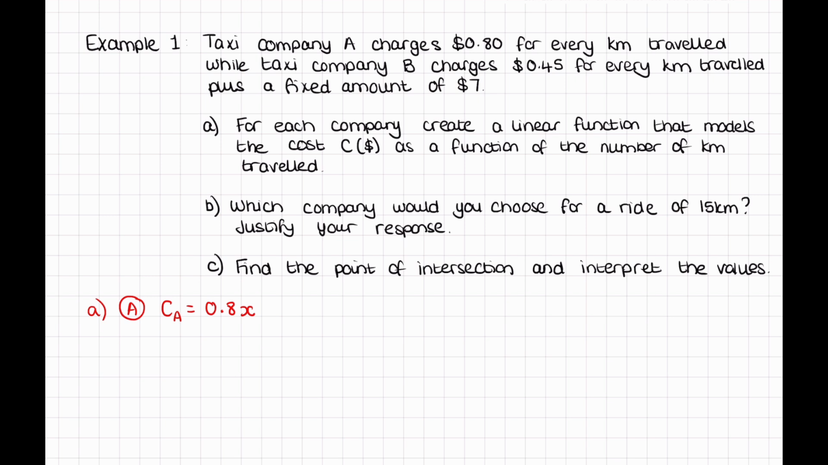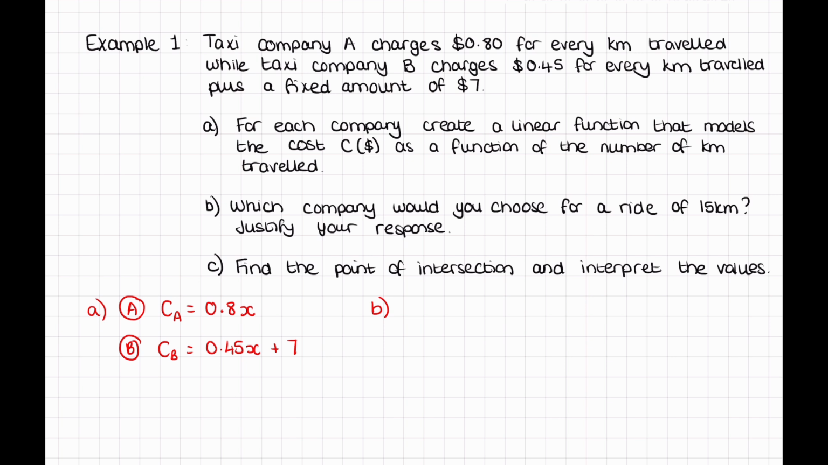Nice and easy. Now for company B, it charges 45 cents for every kilometre travelled plus a fixed amount of $7. So for company B, it charges 0.45x, per kilometre, plus 7, which is the fixed amount. Part B: which company would you choose for a ride of 15 kilometres?